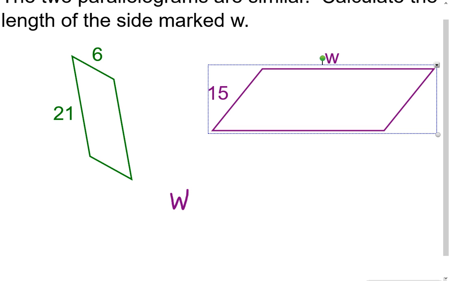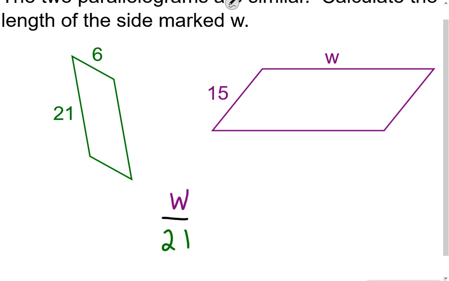And I look at this parallelogram here, and I go, well, W is the longer of the 2 sides. And if these are going to be similar, which they are, that's going to have to match up with the longer side in the other one, which is the 21. So I'm going to write a ratio of W over 21.